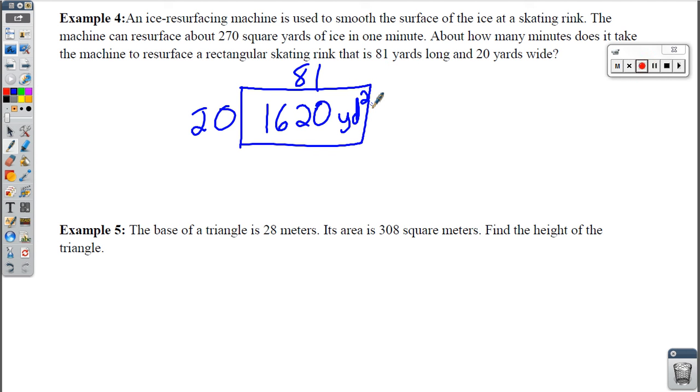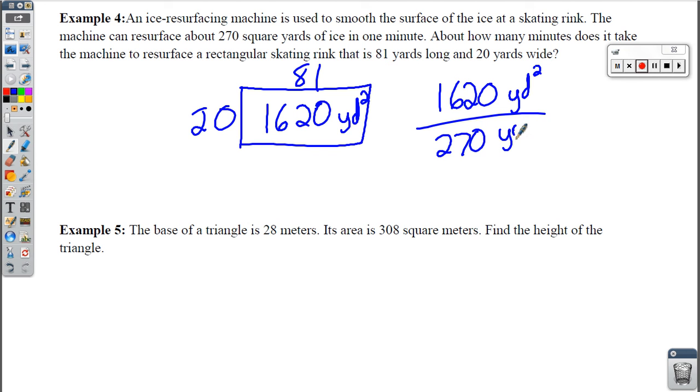All right, well, it can do 270 square yards in 1 minute. And so if we want to know how many minutes it's going to take to do 1620 yards, we can divide. So we can take that total area and divide it amongst the 270 yards that it can do every minute, and that'll tell us how many minutes it will take. So 1620 square yards, and then divide that by 270 square yards per minute. Well, this is going to be 1620 divided by 270 is 6.